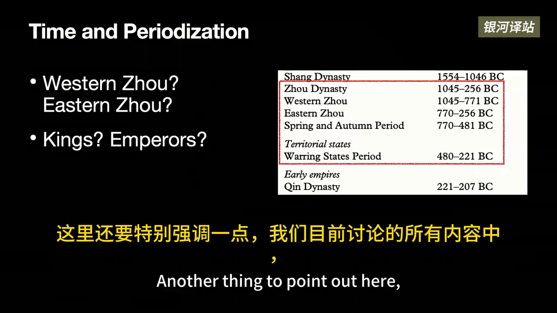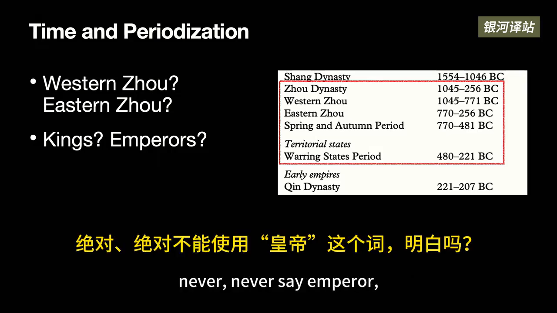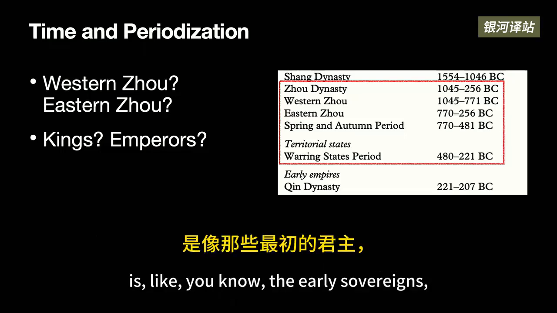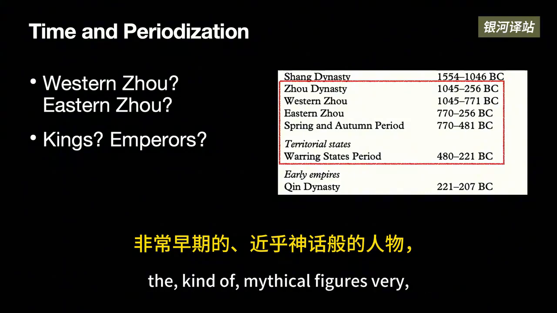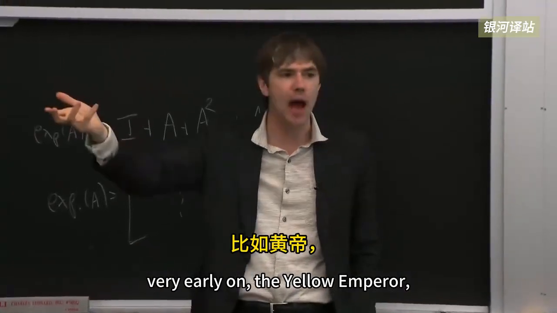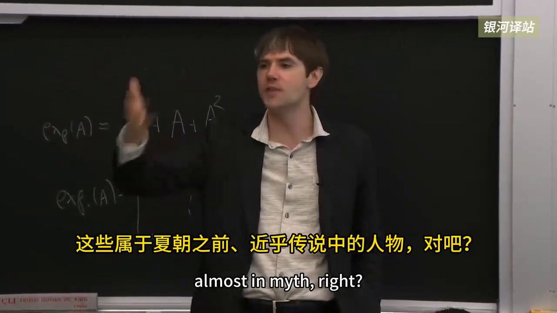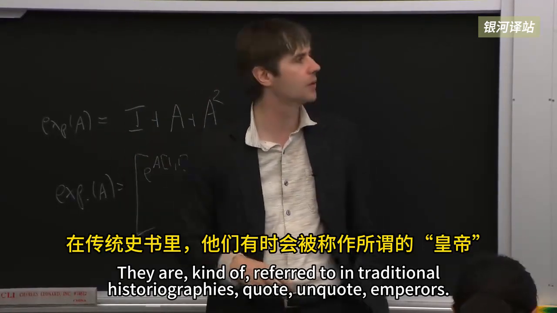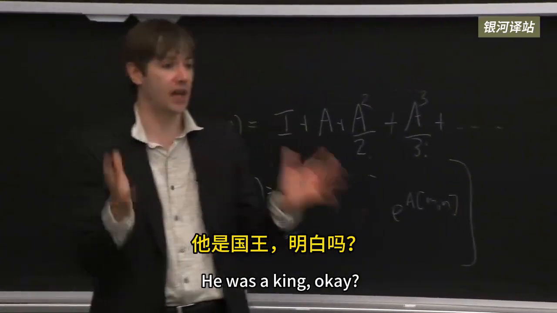Another thing to point out here, all of this that we're looking at: never say emperor. The only time you can really use the concept of emperor in the really early period is for the early sovereigns, the mythical figures very early on, the Yellow Emperor, these pre-Shang dynasty figures, almost in myth. They are referred to in traditional historiography as quote-unquote emperors. But really, the Zhou king was a Wang. He was a king.